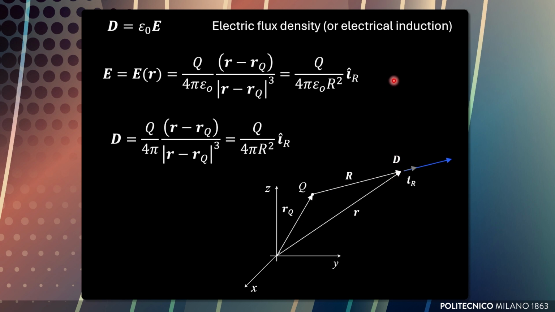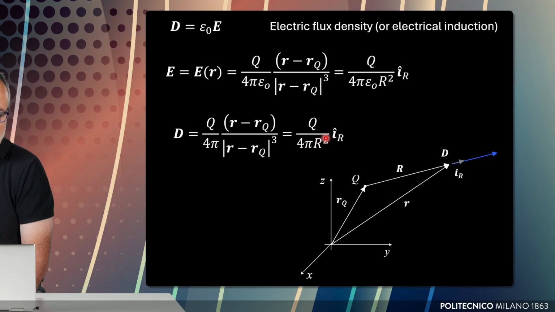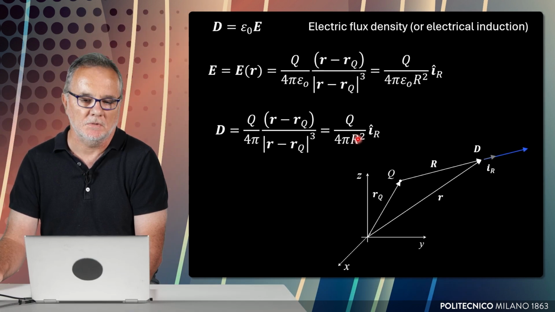The electric field is proportional to the inverse of epsilon naught, the constant we were discussing before. Therefore, if we multiply the electric field times epsilon naught, we obtain a field which is called D, electric flux density or electrical induction, which is independent of epsilon naught. The expression for D is therefore very similar, but with the missing term epsilon naught.